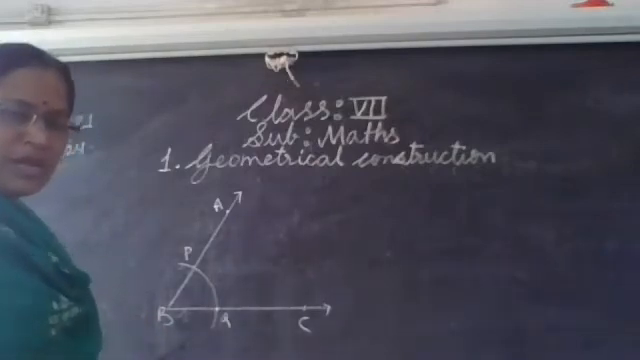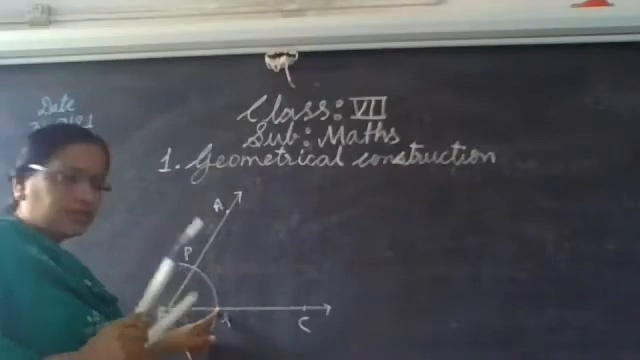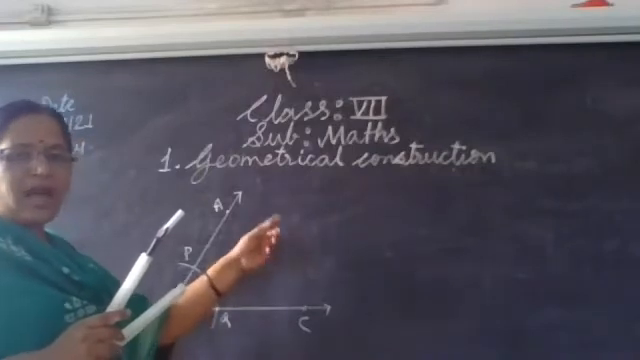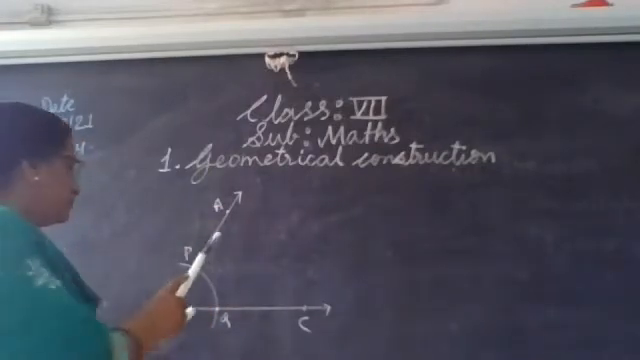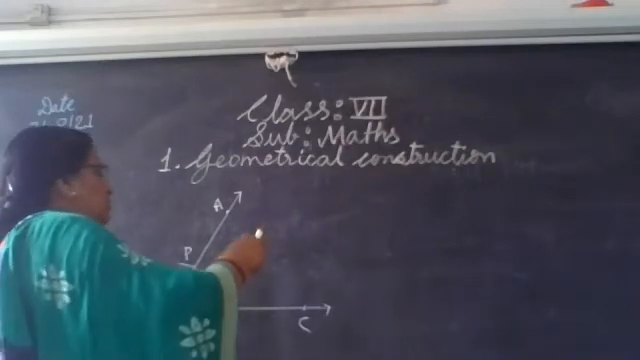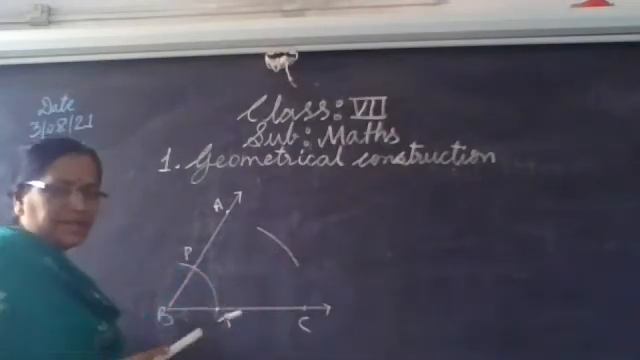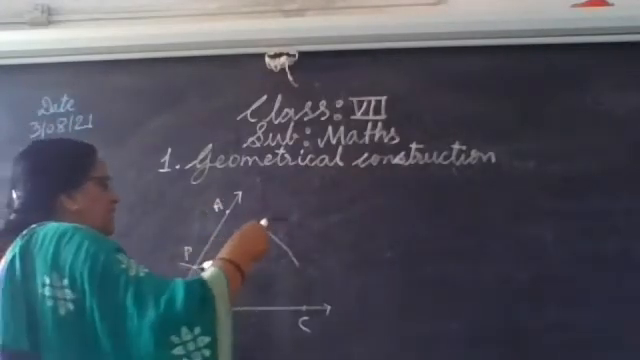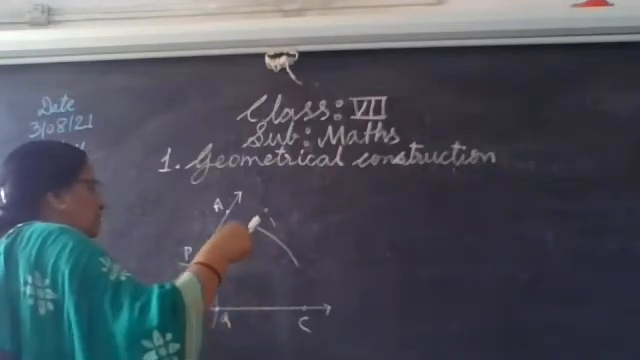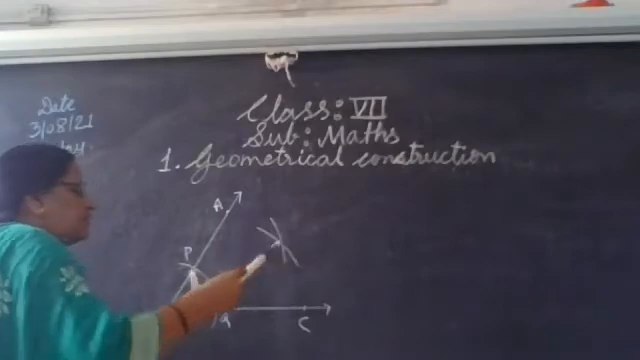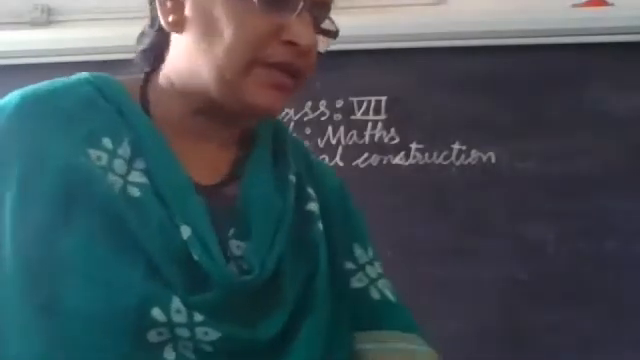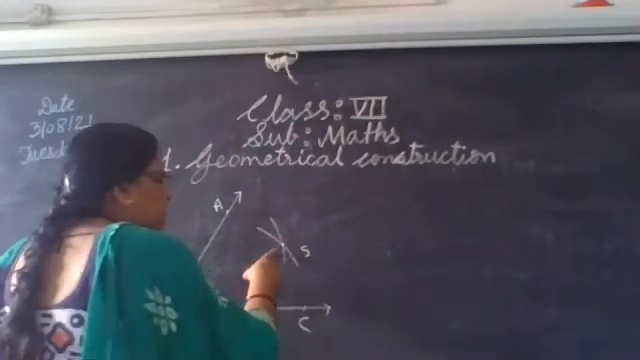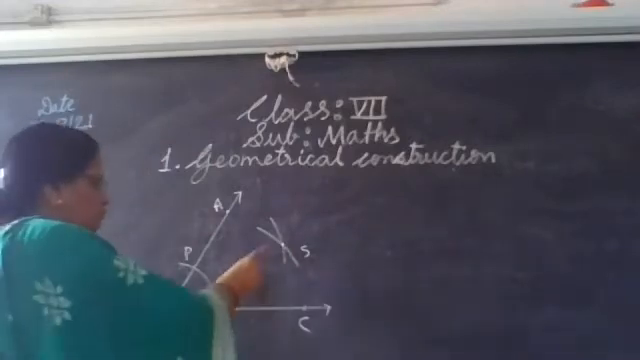Got it, beta? Okay. Now one by one we will place this pointer on P and Q and mark the arc inside the angle. So first place on Q and draw an arc like this, and without disturbing this distance, now place on P and mark the arc. See, better, it intersects at this point. Suppose this point is S. So it is the intersection point of these two arcs.